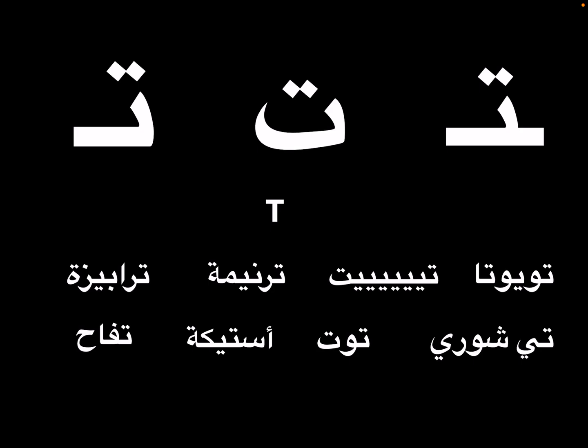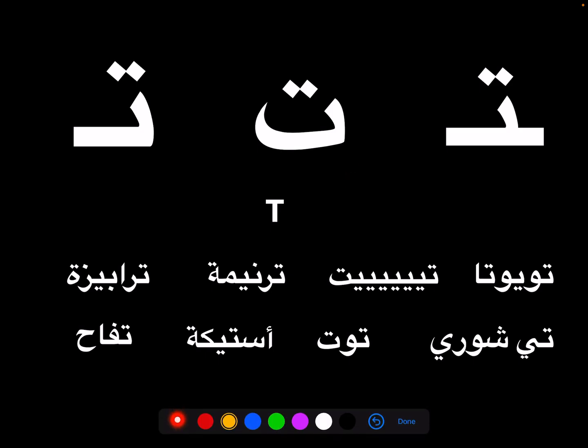The third letter in the Arabic alphabet is the T or Ta. Let me write it down. We call it in the formal Arabic language Ta, but sometimes in the spoken language we say it just T. So this is the T letter.